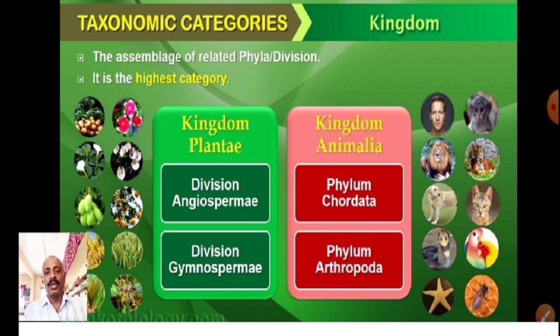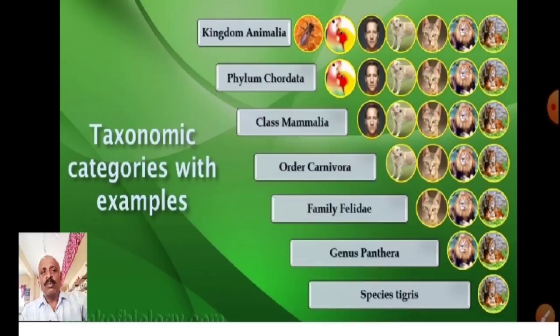Okay, and for the remaining students also, we'll continue. The next most important, you observe here the taxonomic categories with example: species tigris, genus Panthera, family Felidae, order Carnivora. These all belong to Carnivora. Class Mammalia, these all belong to Mammalia. The chordates, all these that are seen belong to the chordates. And Animalia, so these all belong to the animals.